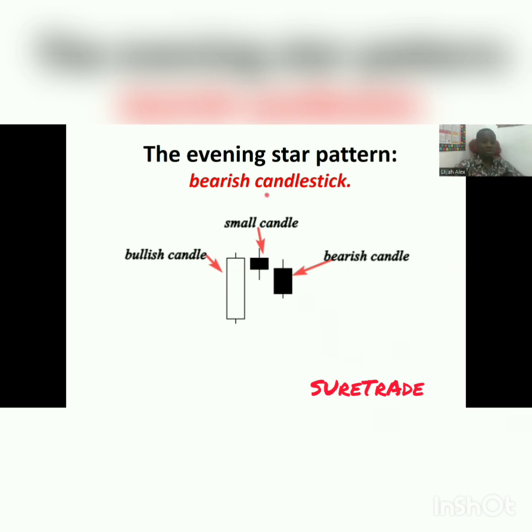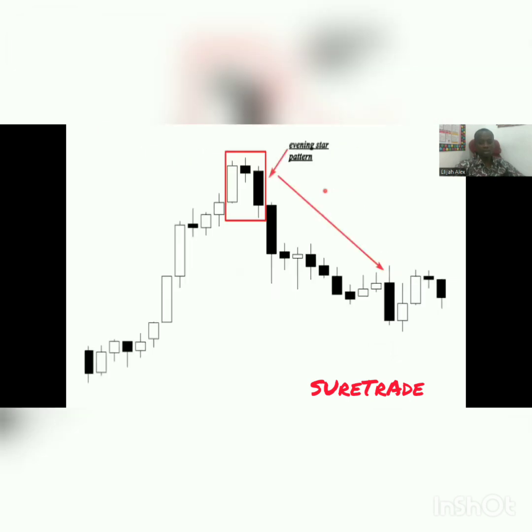And this candlestick pattern mostly occurs at a resistance level or the key level. Now look at it. The market is going to the upside, and when it forms this candlestick, it came down. Sorry about that.